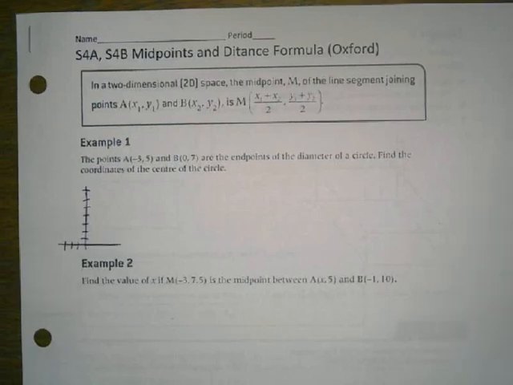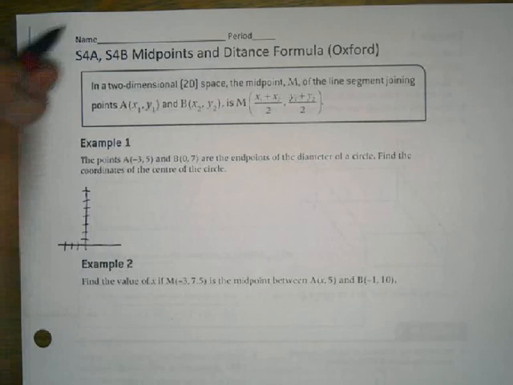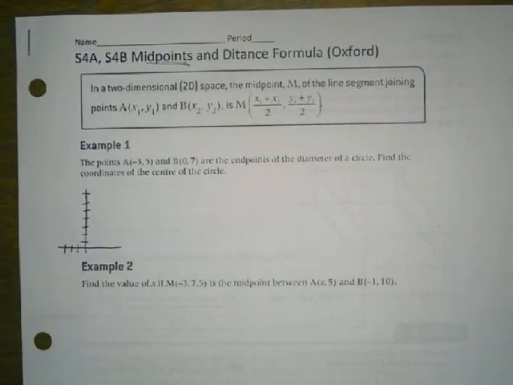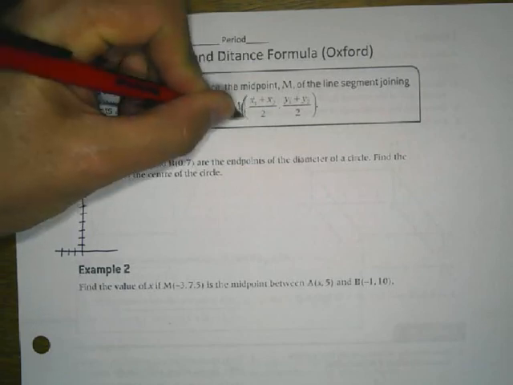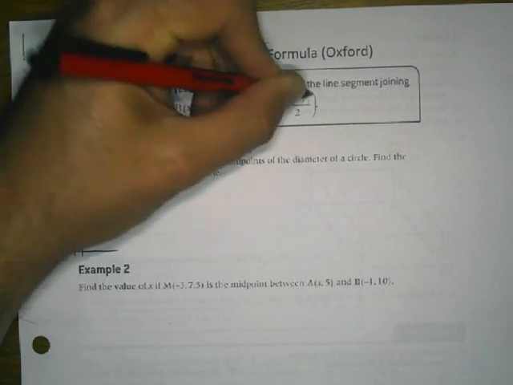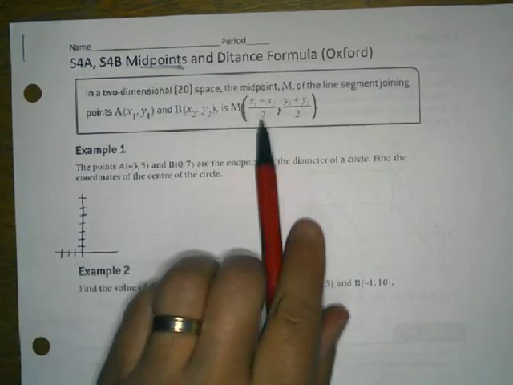Okay, we're going to talk about S4a midpoint first. That's what we're going to be working on. So I've got the points. We want to find the midpoint. And basically what we're doing is we're taking the average of the x values and the average of the y values.